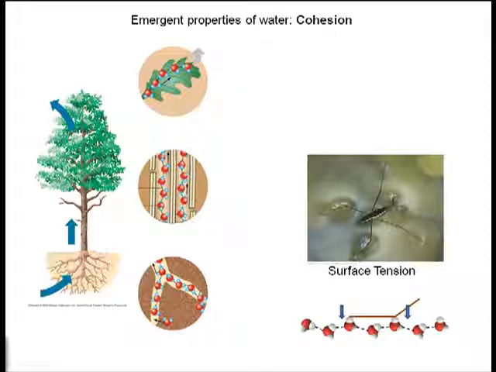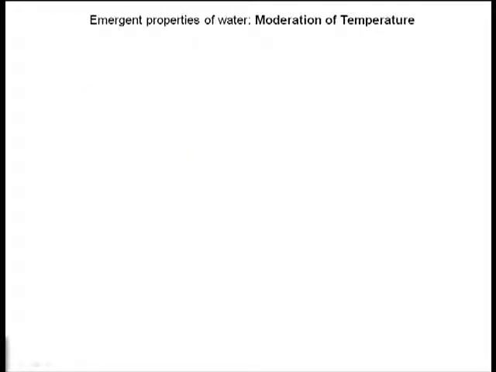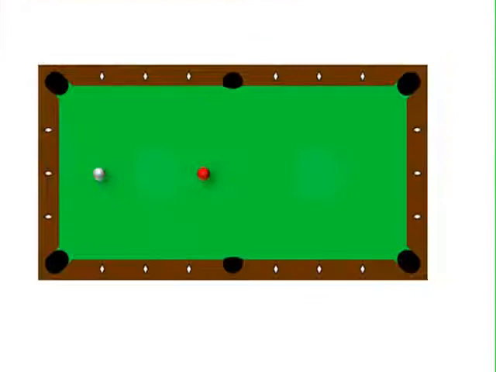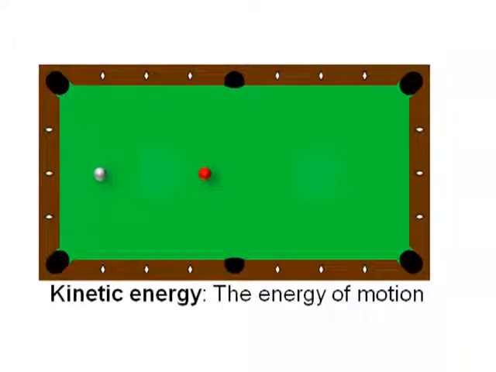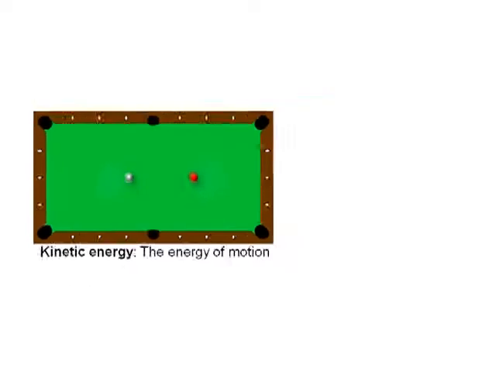Another unique property of water is that it moderates temperatures, which means that it prevents temperatures from fluctuating very much. In order to understand this, we need to understand a little bit about energy and how energy relates to heat and temperature. Kinetic energy is the energy of motion, and that energy can be transferred from one object to another, much like these pool balls, and the first ball transfers its energy to the second.